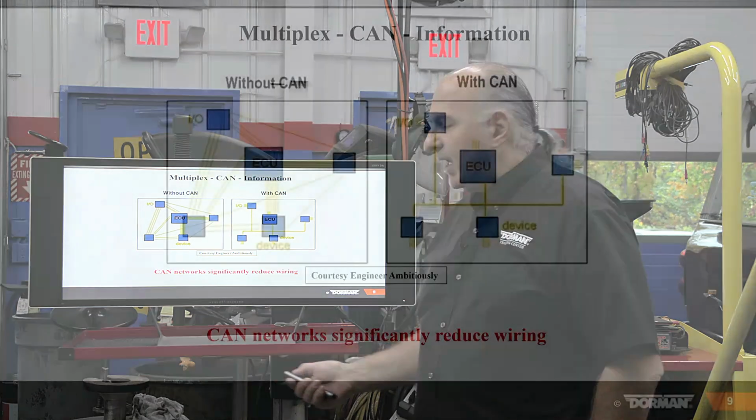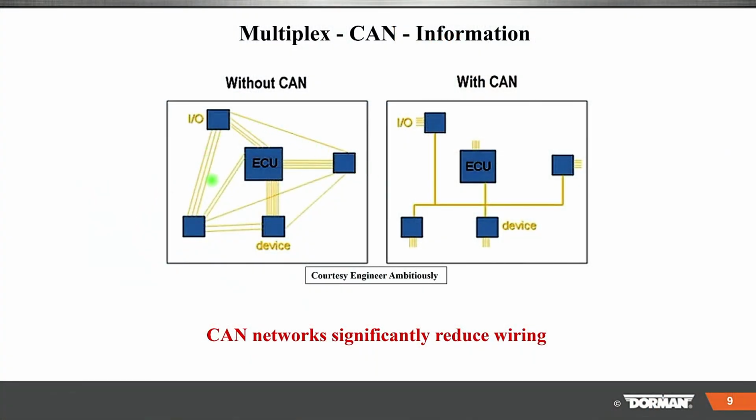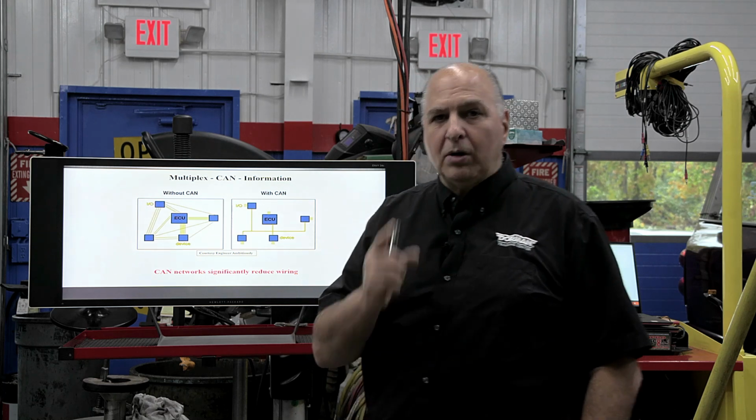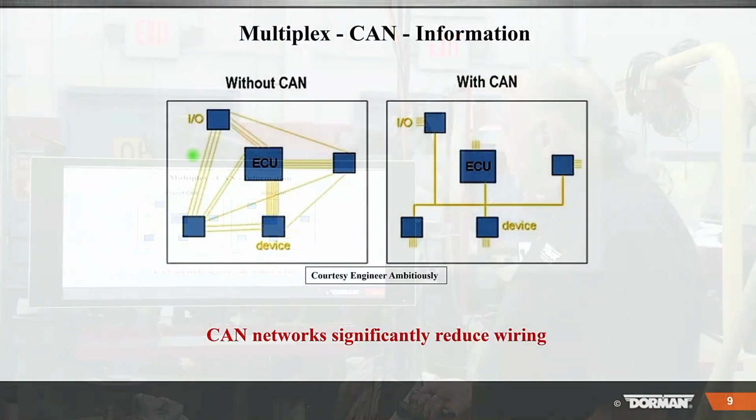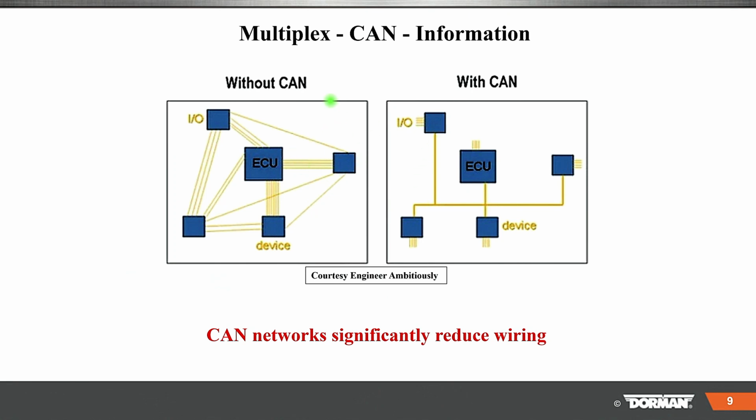So look, without CAN, without a network, you see all these wires, extra weight. Do you realize on a vehicle there's over a mile of wires? You heard me right, a mile of wires. 5,280 feet of wire on a vehicle. Why? Because there's a whole bunch of electrical stuff going on. If we can reduce wiring, we can reduce the weight of the car and get more miles per gallon. And there's the difference without all those extra wires with CAN, for argument's sake.